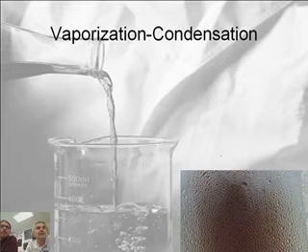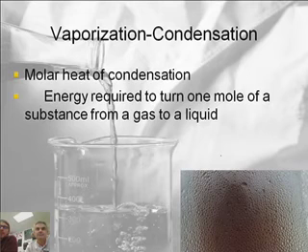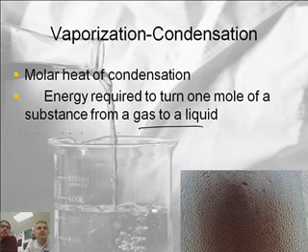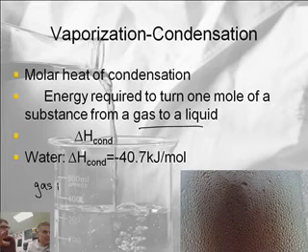Then we've also got the molar heat of condensation. That's just going the other direction, from a gas to a liquid. This is called delta H cond, and the number's the same except with a different sign. This is an exothermic process, meaning as something condenses, it releases quite a bit of energy, which is actually why steam burns are really, really bad.